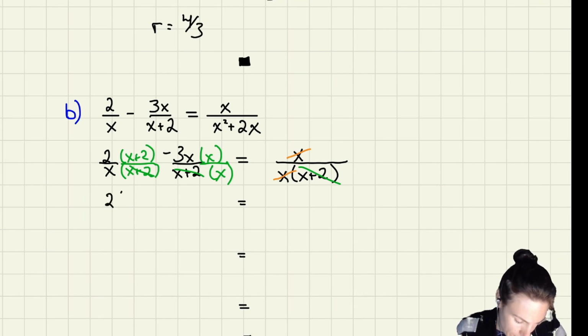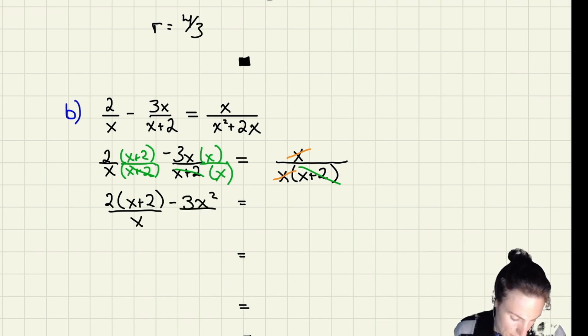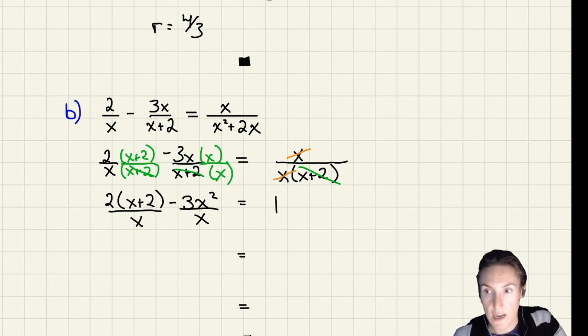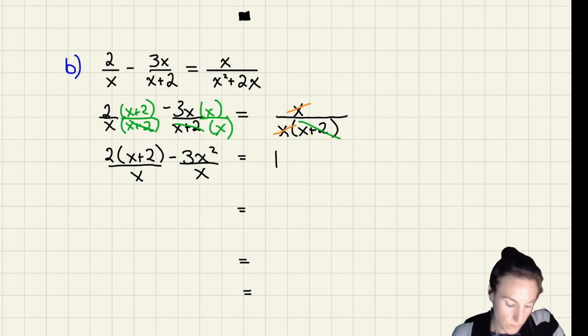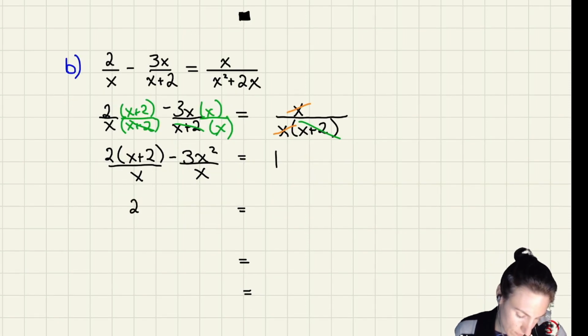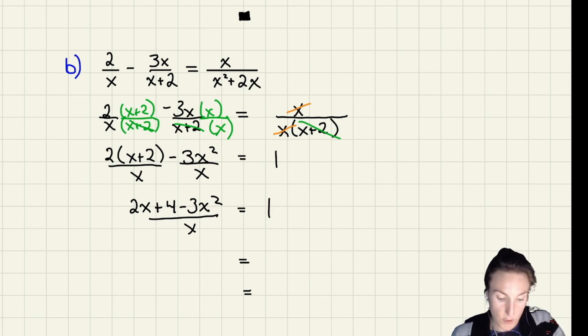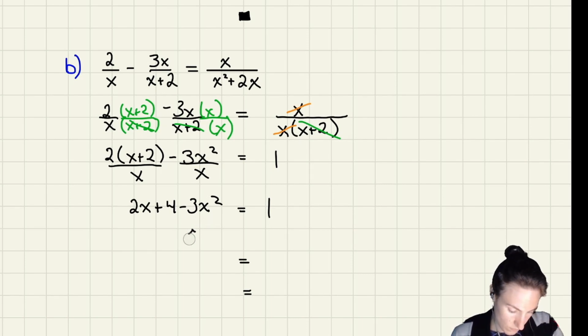So what do I have left over? I have 2 times x plus 2 over x minus 3x squared over x. And then on this side, I just have 1. I'm going to bring these together and expand the top. So 2x plus 4 minus 3x squared all over x is equal to 1. So I'm going to cross multiply again. I'm going to bring this x all the way up here. So I have an x.